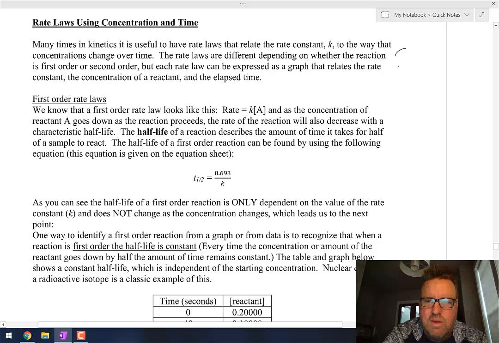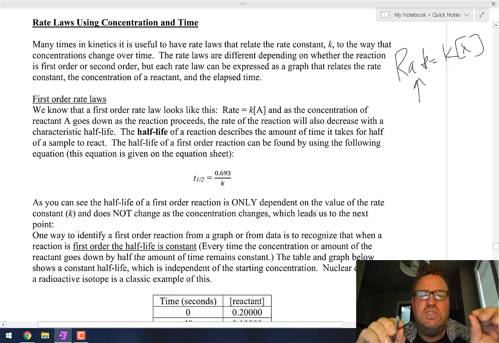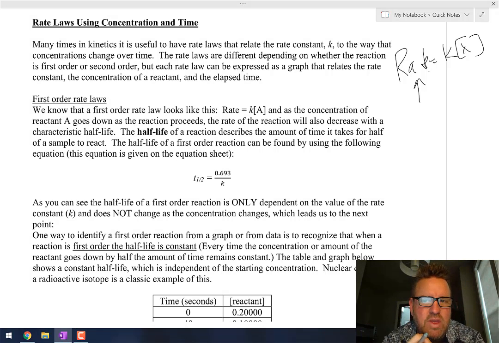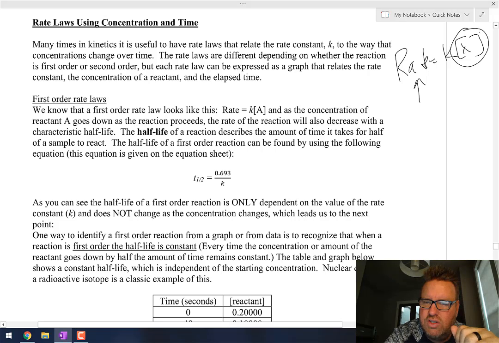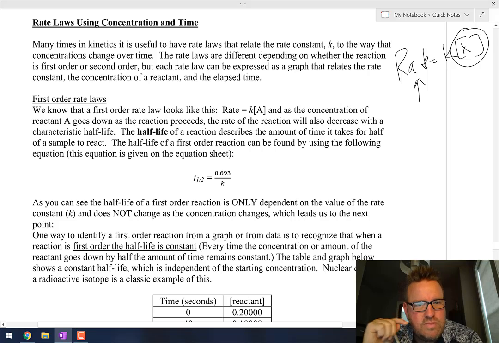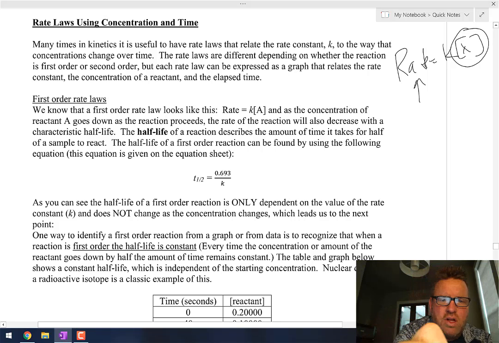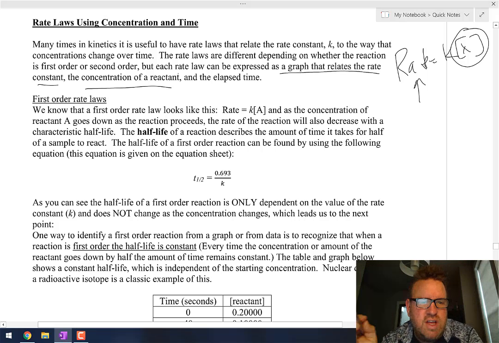Remember that anytime we use a rate law where rate equals K times the concentration of X, that rate is always just the initial rate. It's the rate at the very beginning, as soon as the reaction begins. But as the concentration starts to go down, of course, the rate is also going to go down. Rate laws can also be expressed as a graph that relates the concentration versus time.